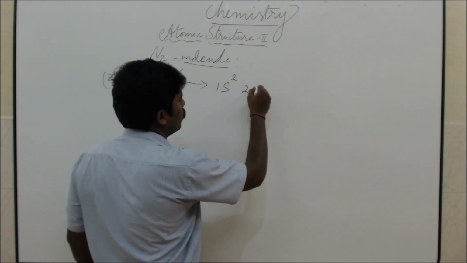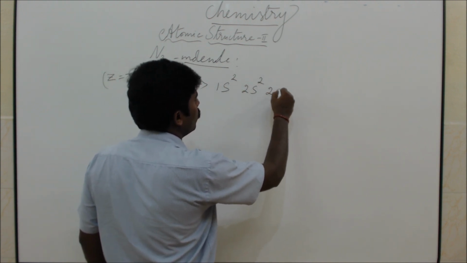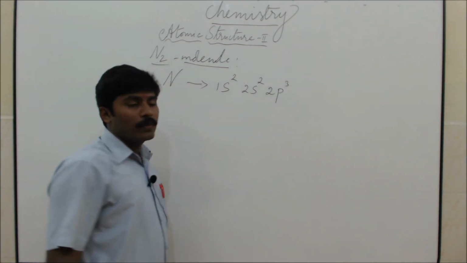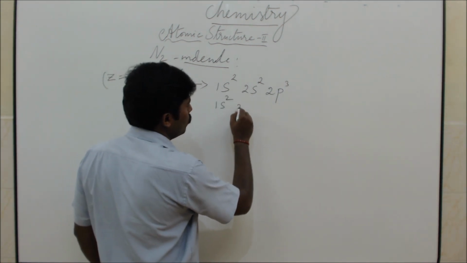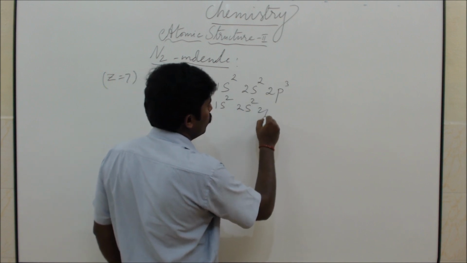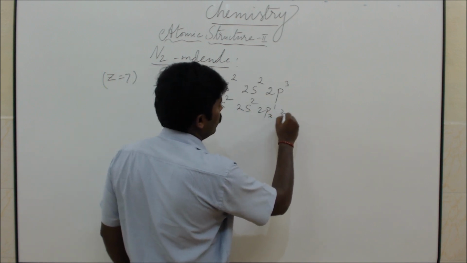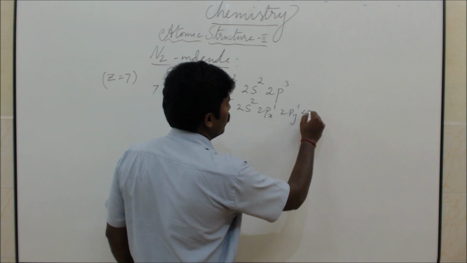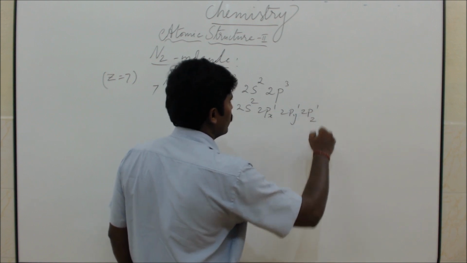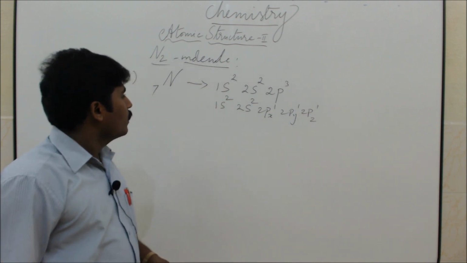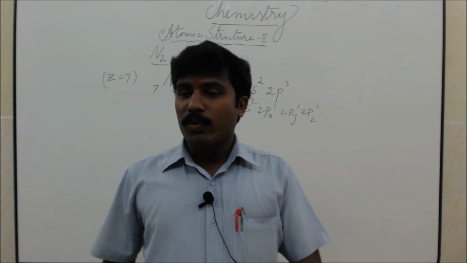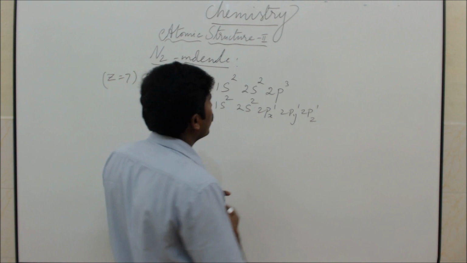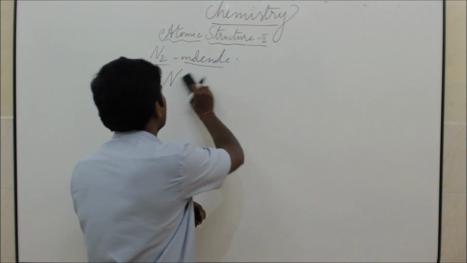1s2, 2s2, 2p3. What does 2p3 actually mean? 1s2, 2s2, 2px1, 2py1, 2pz1. This is the electronic configuration. Now I am going to draw the MO diagram.